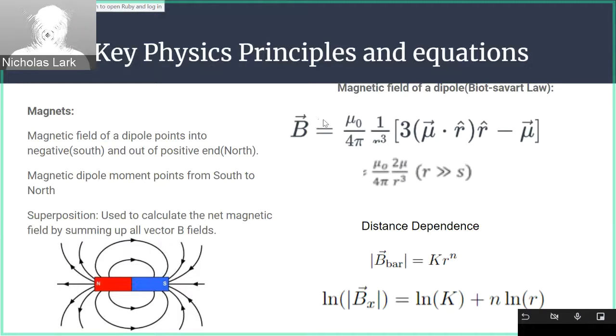Here are some of the equations that we use. The most notable one on here is the second equation. This is the magnetic field of a dipole for when r is much greater than the separation distance. And then this little logarithmic function down here will be used to graph.